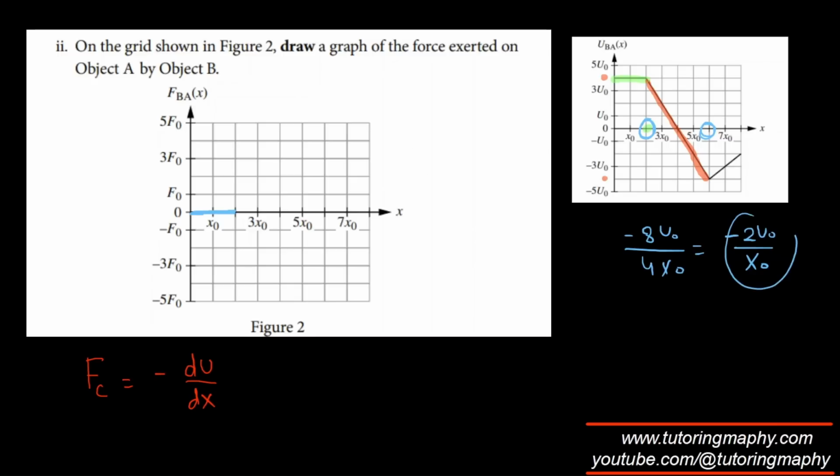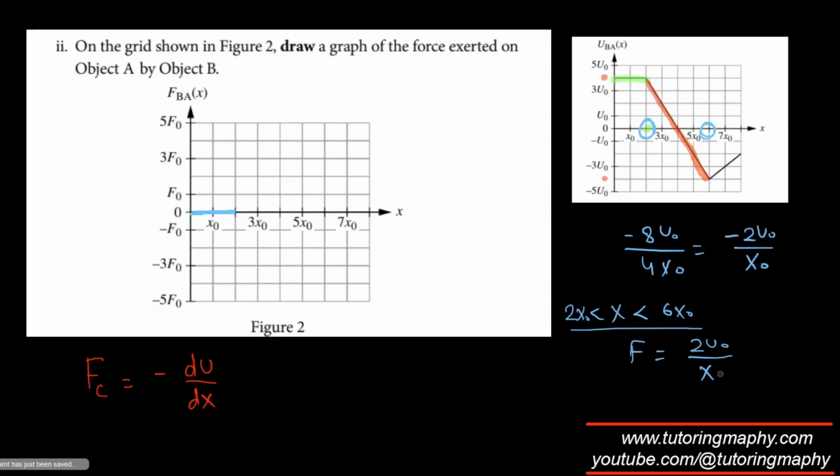But remember that although this is negative, we are going to put another negative because of this formula. So the force, if we were to show the work, we are going to say that when x is greater than 2x naught and less than, I would say, 6x naught, right? The force is 2 u naught over x naught. So 2 u naught over x naught.